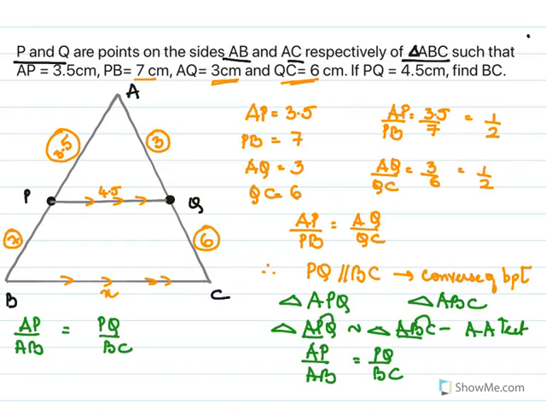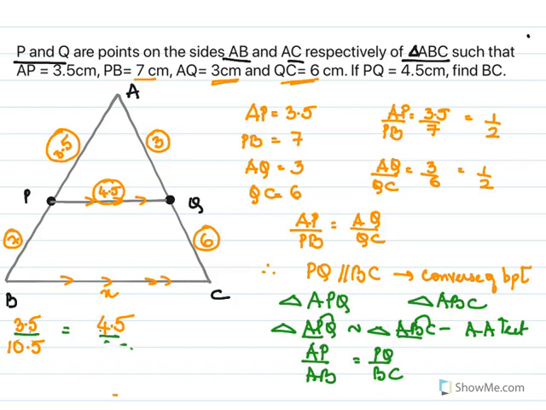Look up in the figure and see what is AP. We see that AP is 3.5. So we put 3.5 here. Look up and see what is AB. AB is 3.5 plus 7, so AB is 10.5. Now what is PQ? PQ, if you look up in the figure, you'll see PQ is 3. No, PQ is not 3. PQ is 4.5 here.